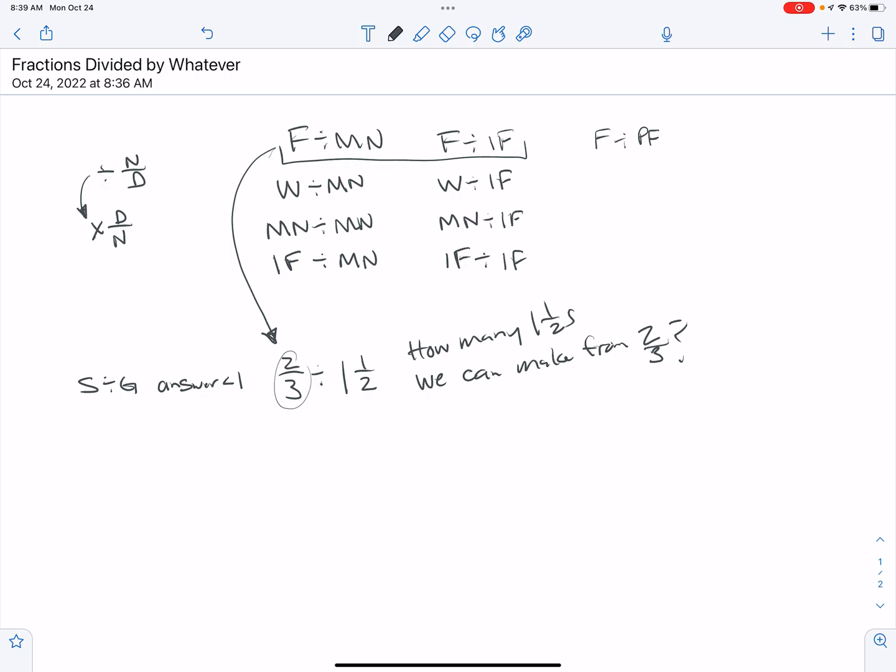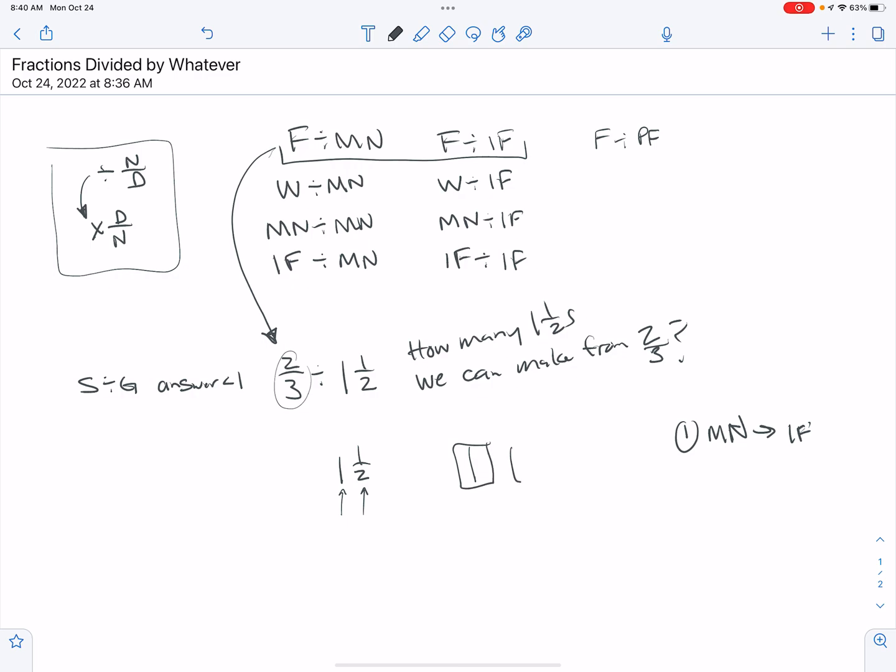So in order for us to use this multiply by the reciprocal thinking, we need to turn this mixed number into an improper fraction. So our first step is going to be mixed number, convert to improper fraction. And so because this is 1 1/2, I know each half is split into 2 pieces, and I have one of those. So I could imagine this. Here is the fraction that I have. And so I know that that is equivalent to 3 halves.